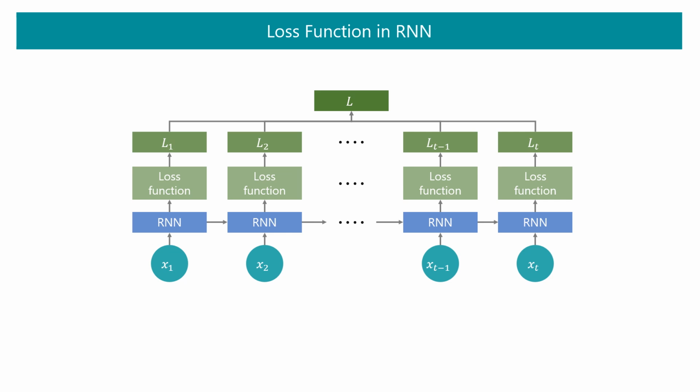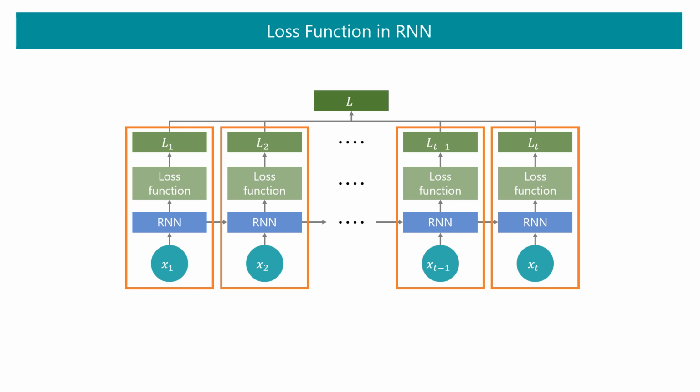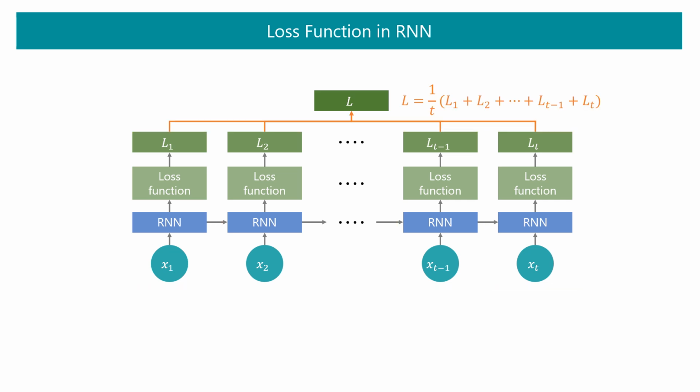First, let's see how to compute the loss function in RNNs. In RNNs, a loss function is computed for each block. The loss function of the first block is L1, that of the second block is L2, and so on. Then, the total loss will be computed by taking the arithmetic mean of each block's loss function.